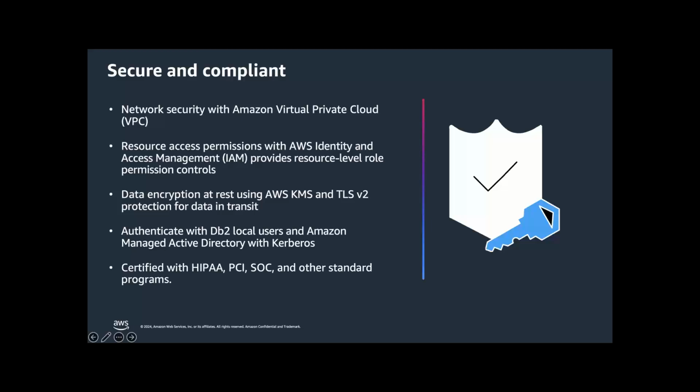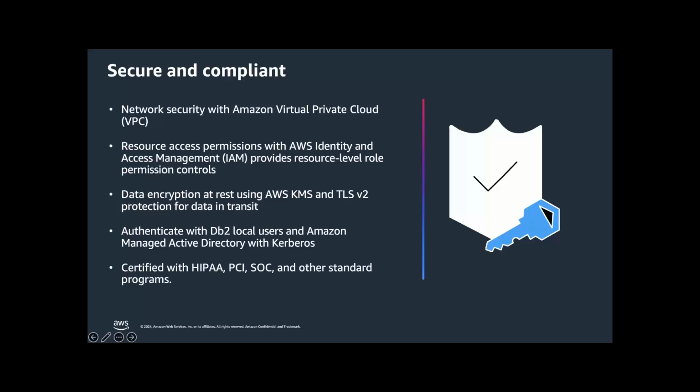From a resource level permission perspective, you can use Identity and Access Management to provide resource level role permissions and controls. From an encryption perspective, we support storage-based data encryption at rest using the AWS Key Management Service and TLS v2 protection for data in transit.